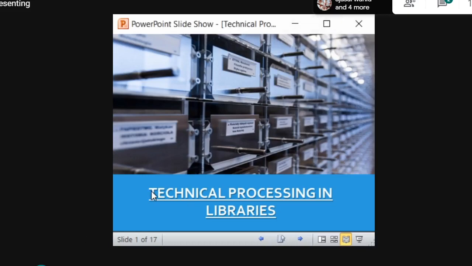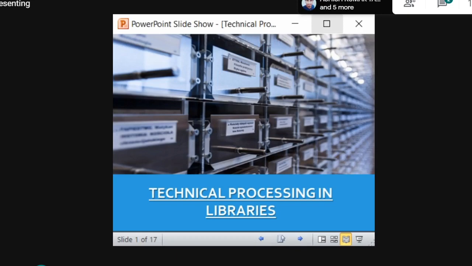So in the last class we discussed the acquisition process and libraries, right? Now moving on with that, today we are going to discuss technical processing. So we all know what the role of the technical section is? Classification and cataloging. That is the primary role of the technical section.